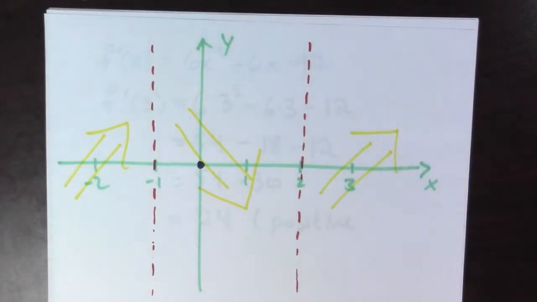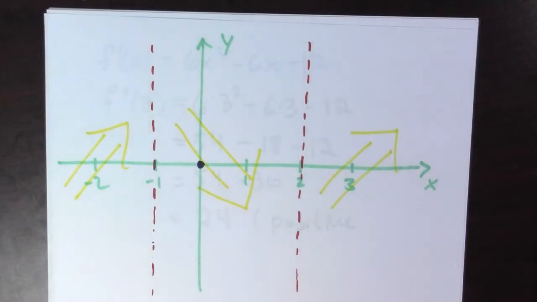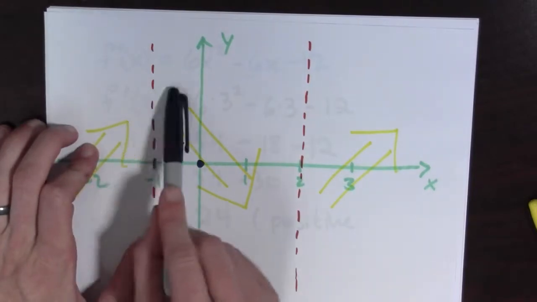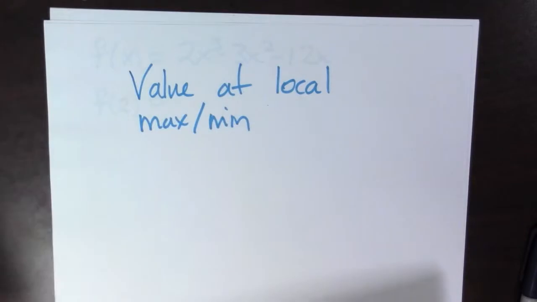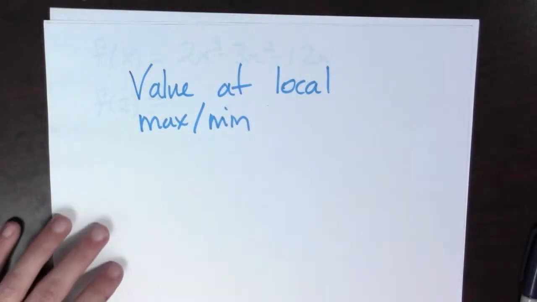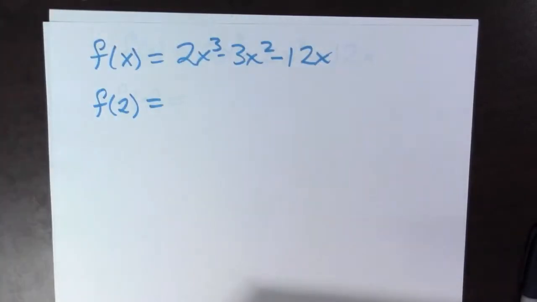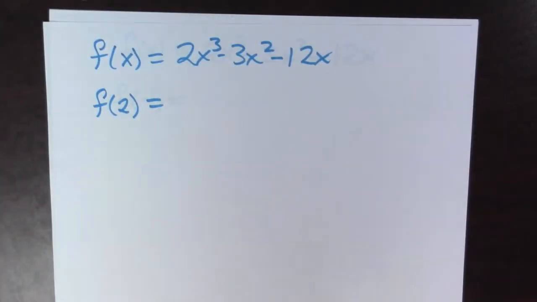There we go. So it's increasing, then it's decreasing, then it's increasing. Okay, great. What we see here is that we have a local maximum here and a local minimum here. Let's see if we can figure out the values at the local max and local min. To do this, we're going to plug the critical points into the initial function.